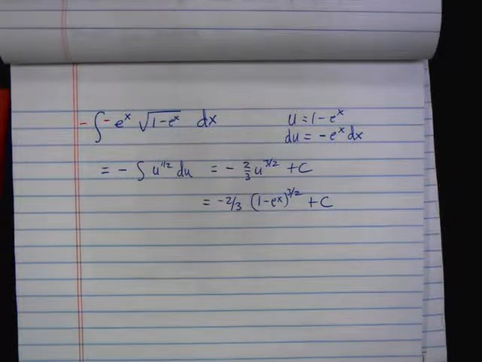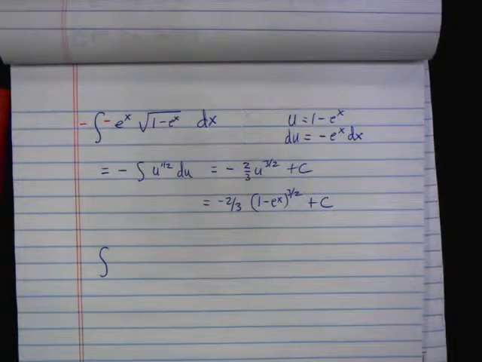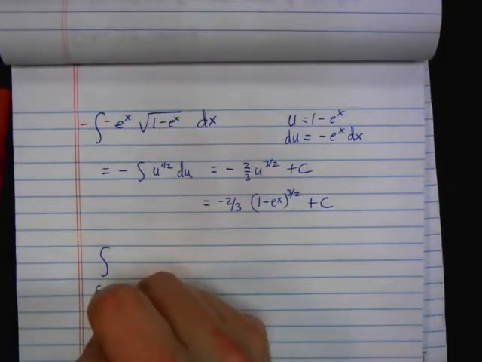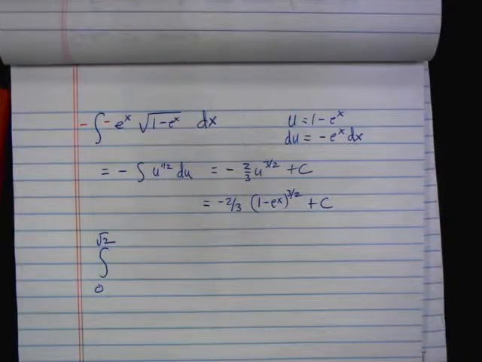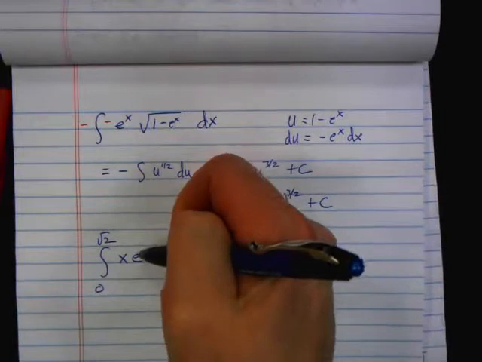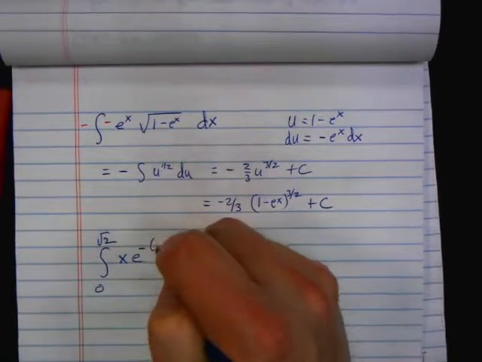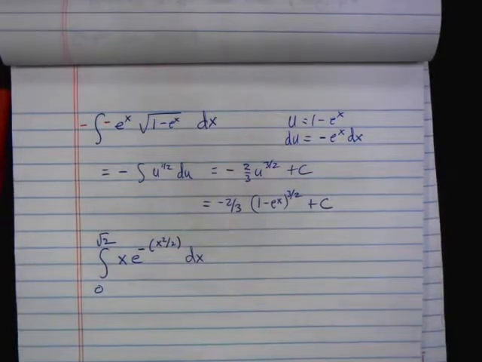All right, one more of these. How about the integral from 0 to the square root of 2. That's promising already, isn't it? Square roots for numbers. X e to the negative x squared over 2 dx.